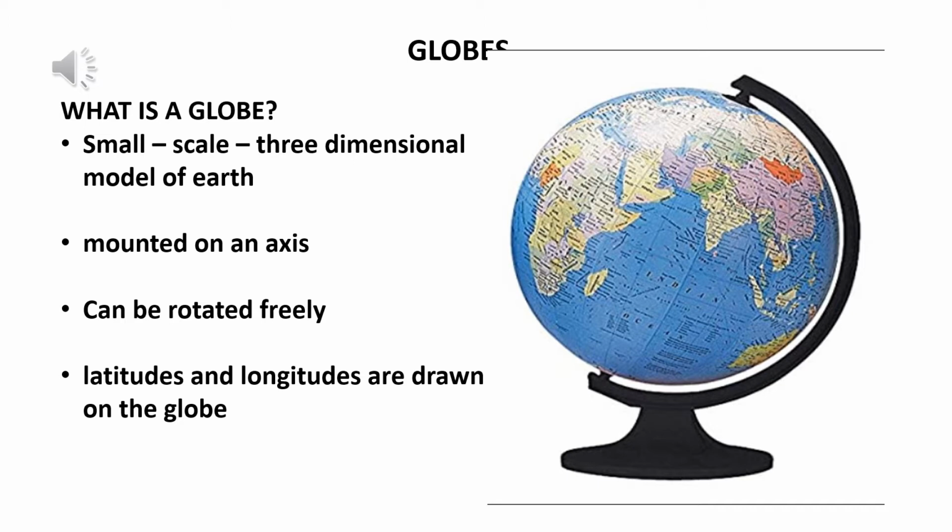Now, as shown in the picture, you can see that it is mounted on an axis. This helps to rotate the globe freely, just like the earth. There are some imaginary lines called the latitudes and longitudes drawn on it. This helps in studying the earth better.